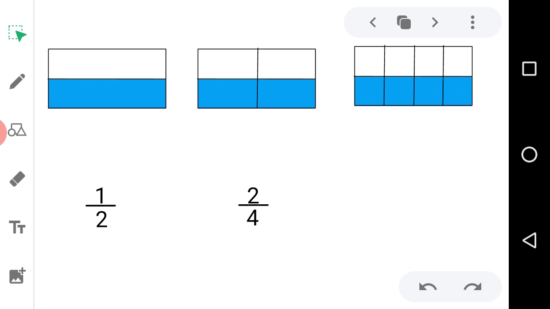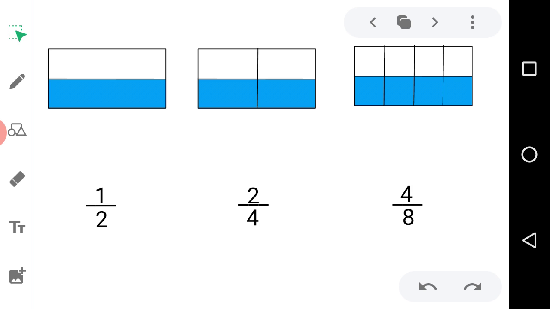So here we have a total of 8 equal parts and 4 parts are colored. From 8, how many parts are colored? 4 parts are colored. So the fraction that represents the shaded area is 4 upon 8. But the colored part in all the figures is the same. So these fractions represent the same thing, or we can say they have the same value.